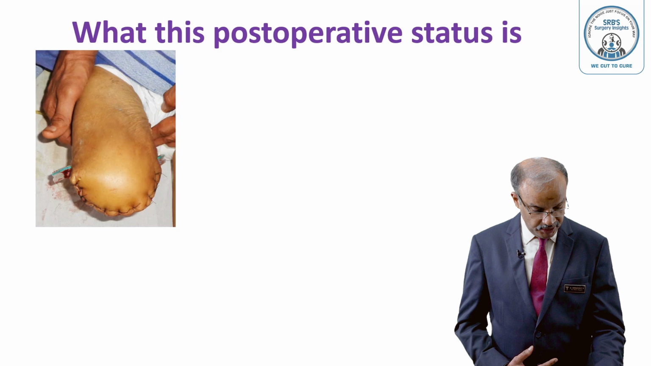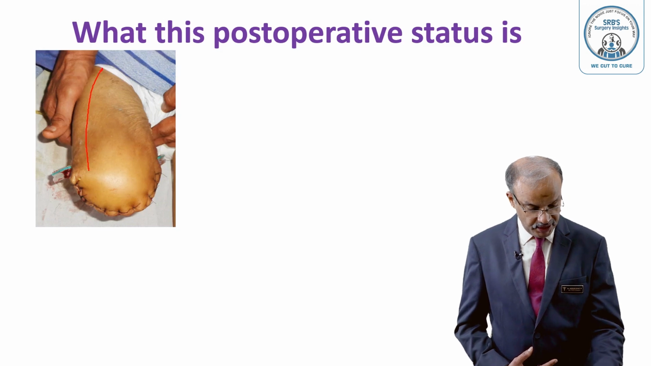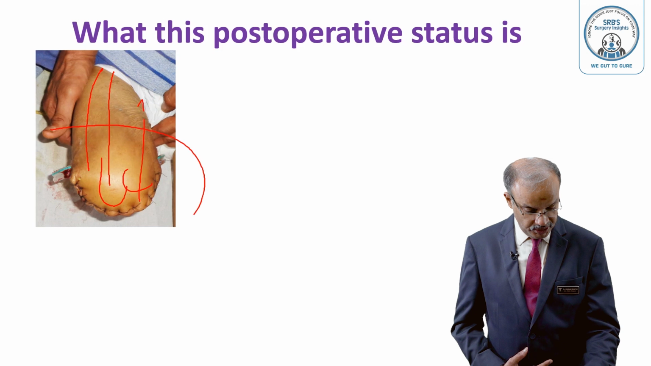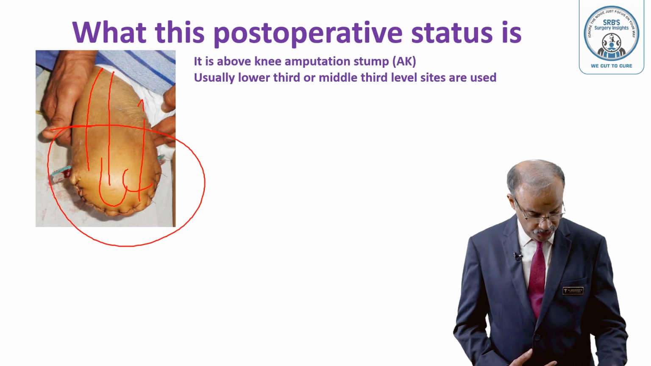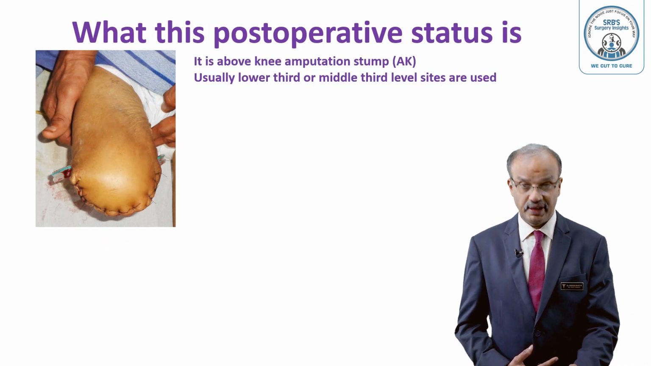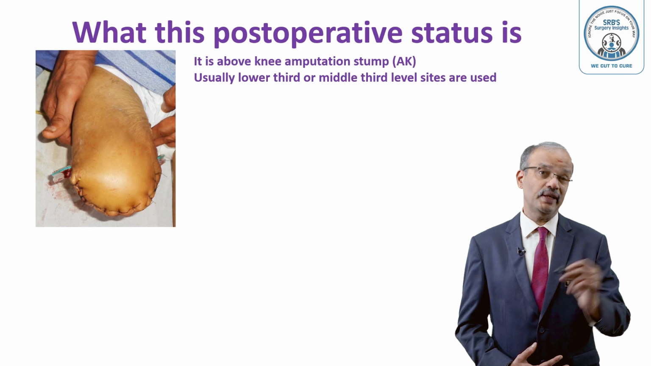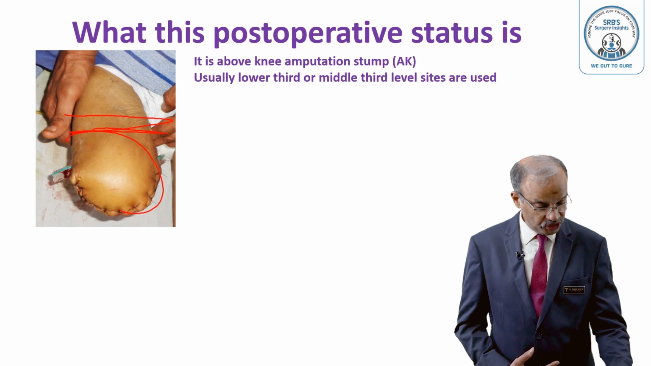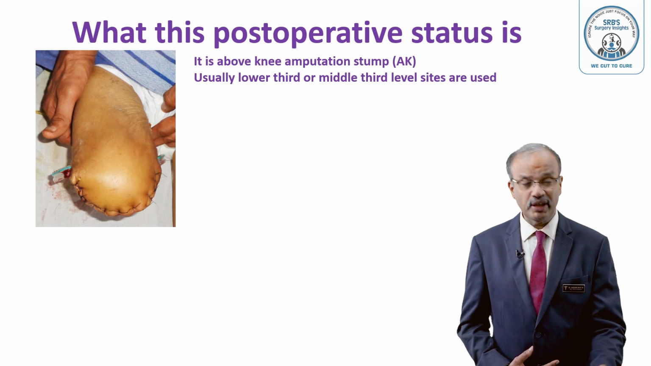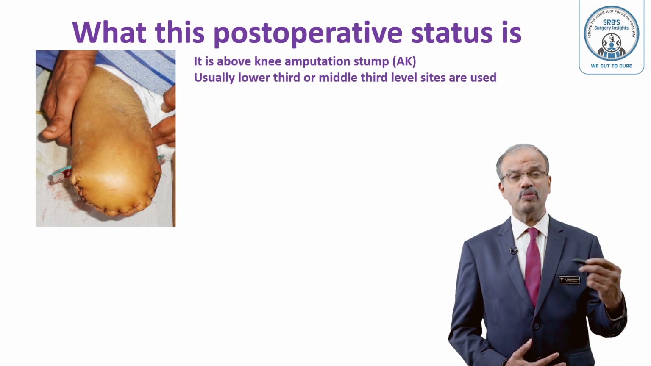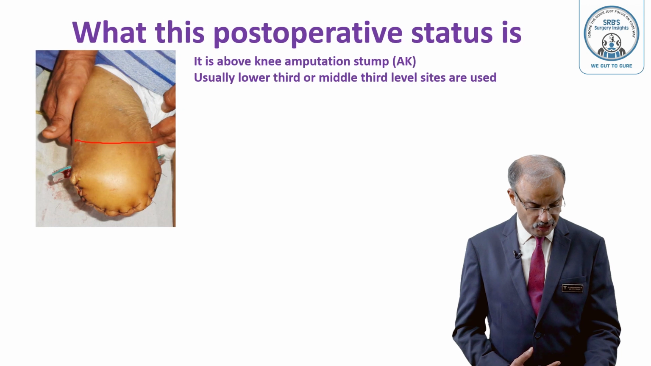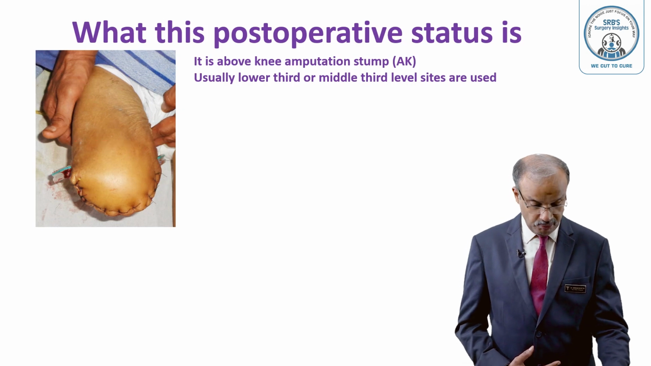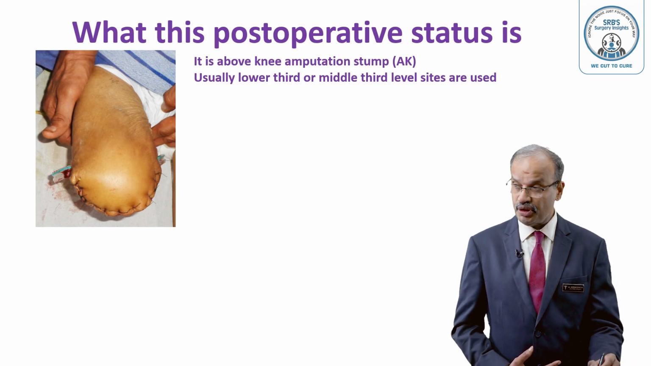You see the equal flap here, this is the thigh, the stump is here. This is an above knee amputation, AK amputation, and below knee we will call BK amputation. Usually lower third like this, sometimes middle third at this level, not more proximal than that, because proximal to that is difficult to manage. You won't be able to put the prosthesis either here or at this level. This is rather below the lower third level if this amputation is done.